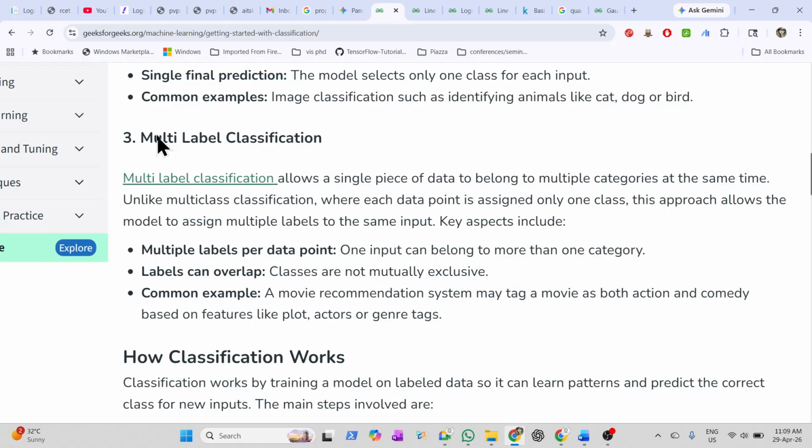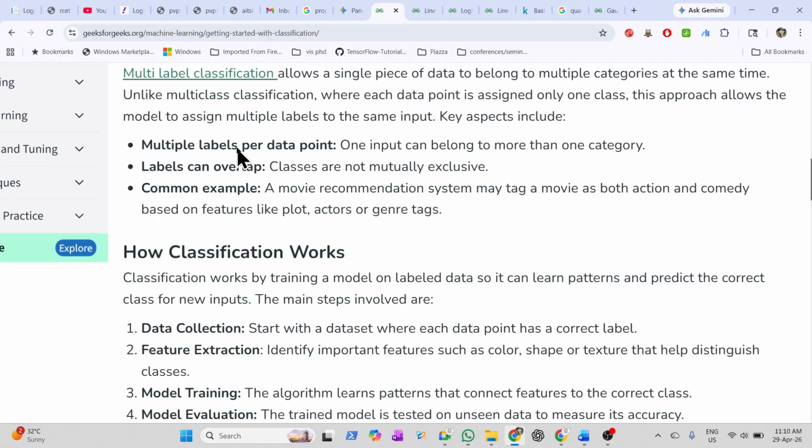Sometimes classes are not mutually exclusive. For instance, when you talk about movies, you can put the movie into more than one class. For instance, you can have an action comedy movie. So there are two classes, action and comedy both. Multi-label classification means that a data point can belong to more than one class.